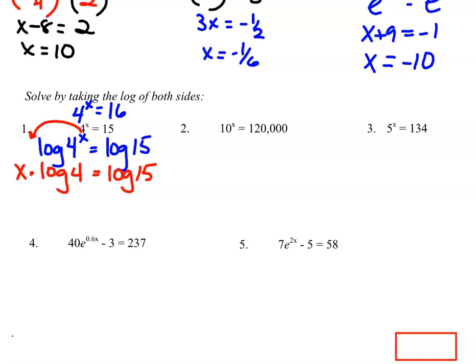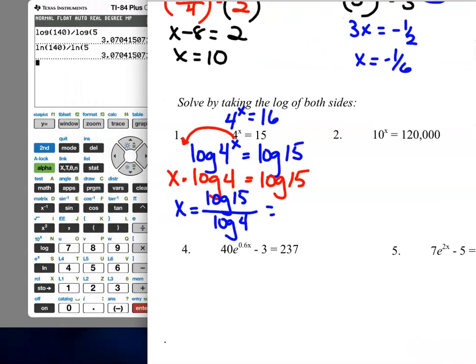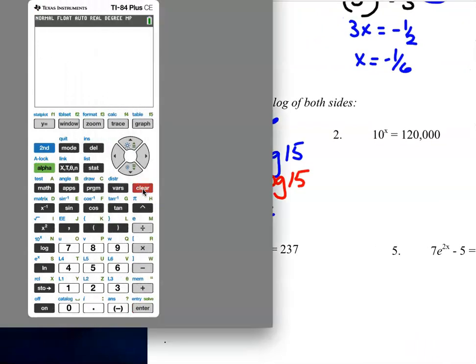But log of 4, common log of 4, is just a number. We can divide it over to the other side. So x would equal the common log of 15 divided by the common log of 4. So grabbing our calculators, we're going to take the common log of 15. Remember to close off your parenthesis. Divided by the common log of 4. And we've got an answer of about 1.95.